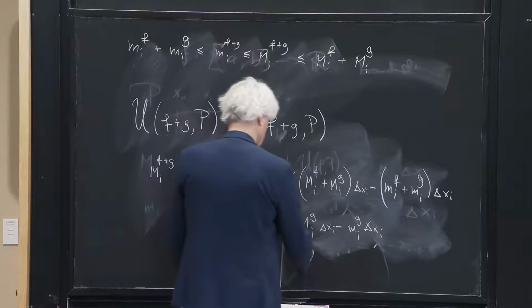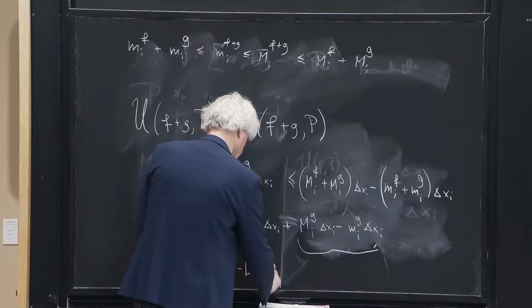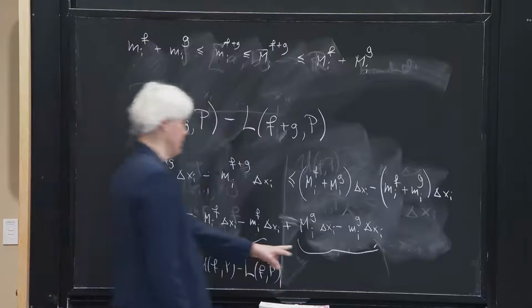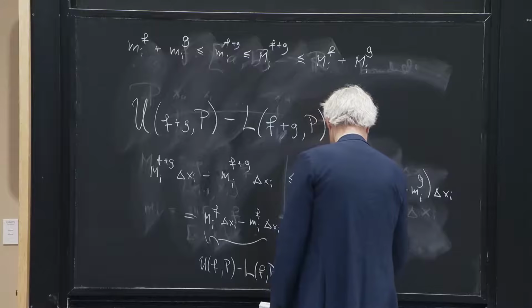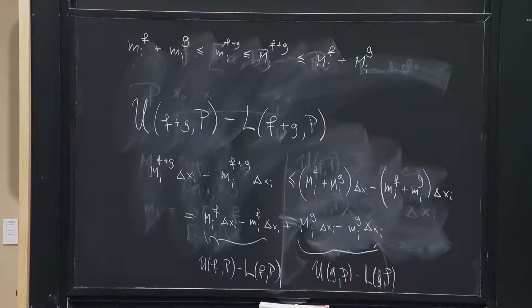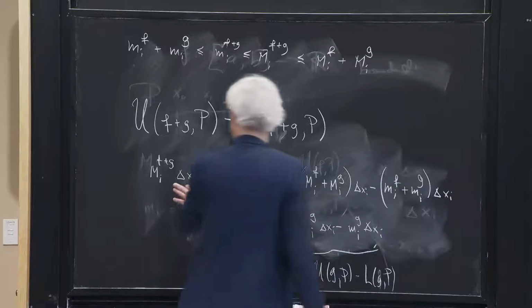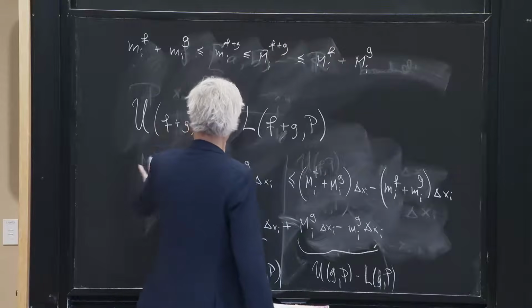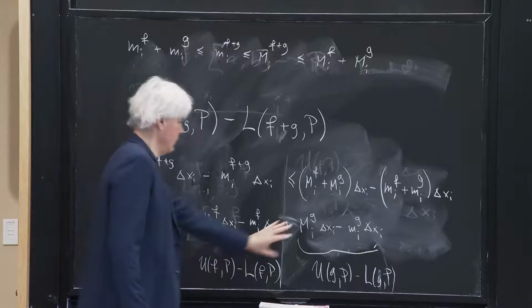That's from this here. But when you're summing these up, U(f,P) minus L(f,P), right? When you're summing these up, then you're getting U(g,P) minus L(g,P), right? And so what you get here is, again, when you're summing it up, this here gives you, when you sum these up, then you get this. When you sum this here up, you get that. When you sum this up, you get that.